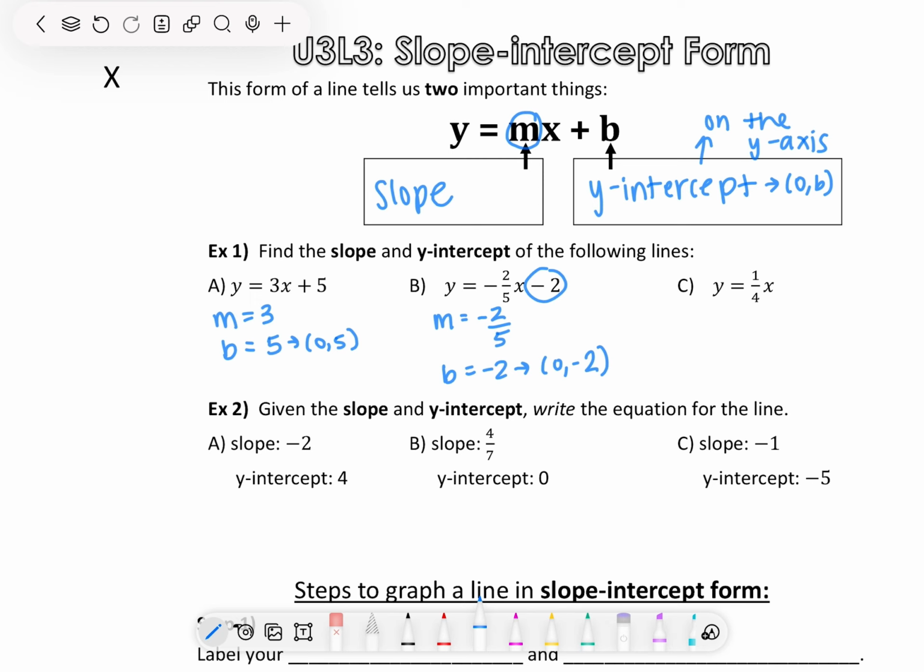Last but not least, c, y equals 1/4 x. Now, I don't see a plus or a minus, so in this case, you can just write plus 0, okay? That's the same as adding nothing. So our m is the 1/4 in front of the x, and then our b in this case is 0, aka (0, 0), so this line goes through the origin.